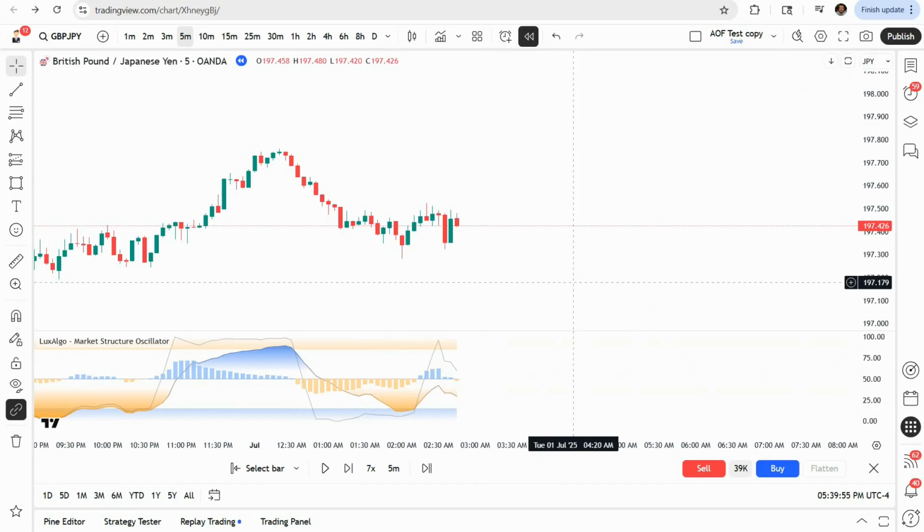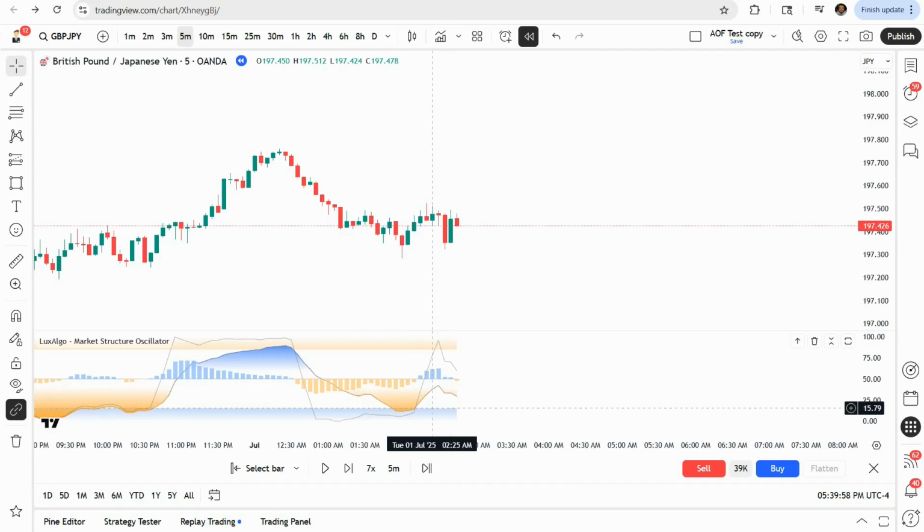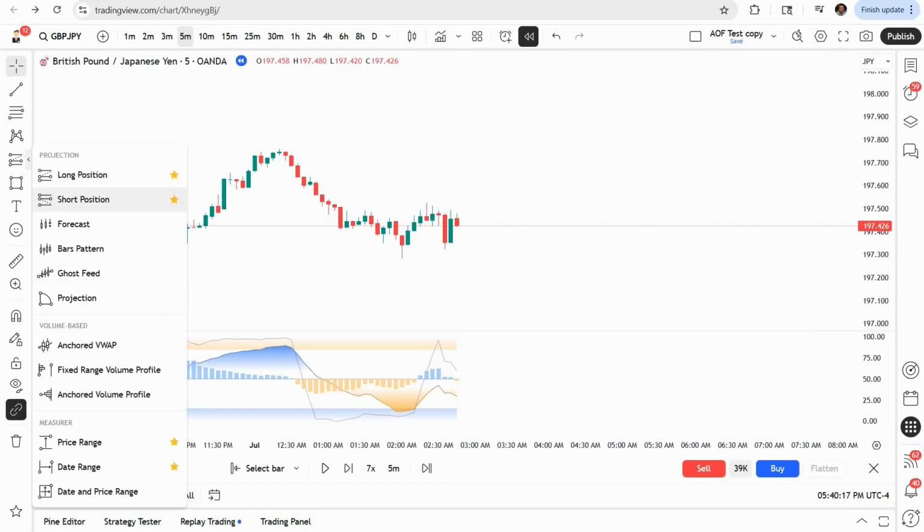And for a short trade, we're looking for the overall trend direction by the slower line here below the 50 line. We're then looking for the short-term oscillator to peak up into the orange zone here, and then an orange histogram bar like this here to appear. And that'll be our signal to then enter into a short.